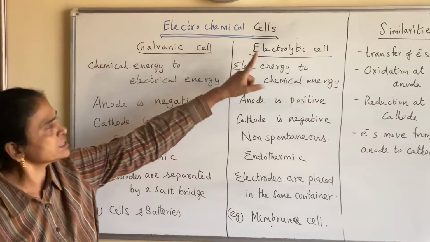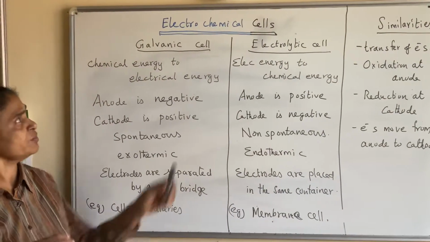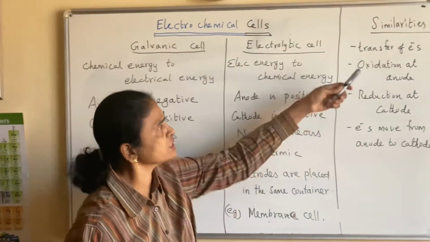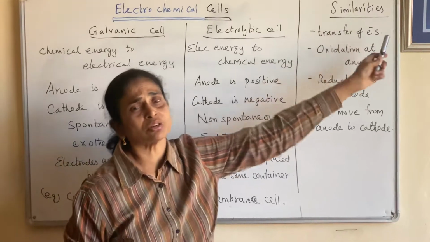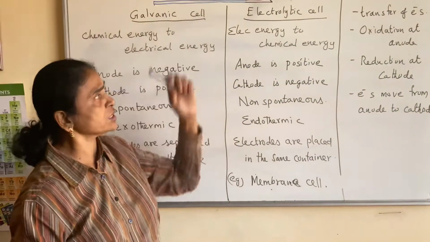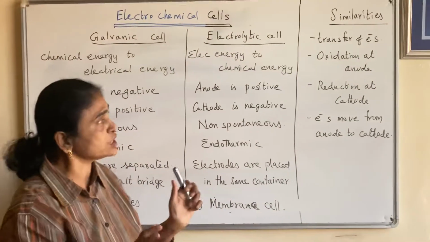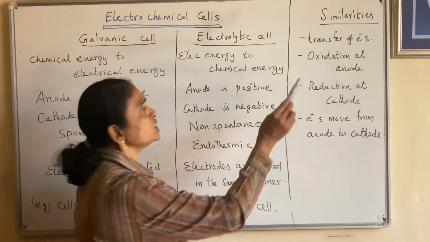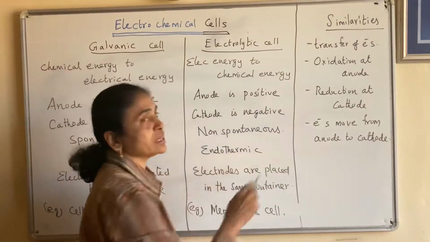But in both these cells, what is the reaction involved in them? It is an electrochemical reaction, which involves a redox reaction. There is transfer of electrons that is going to take place in both the cells. And in both the cells, these are similarities. It takes place in both cells. And oxidation always takes place at the anode, reduction always takes place at the cathode.